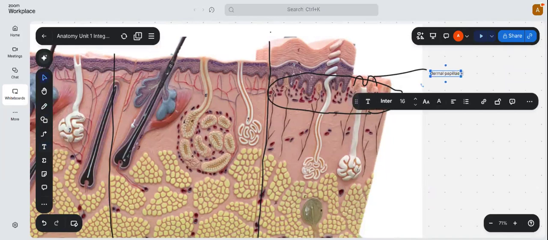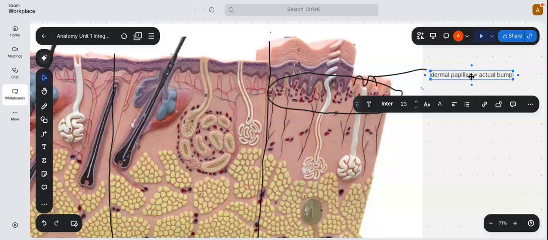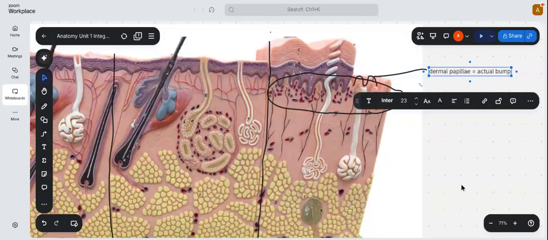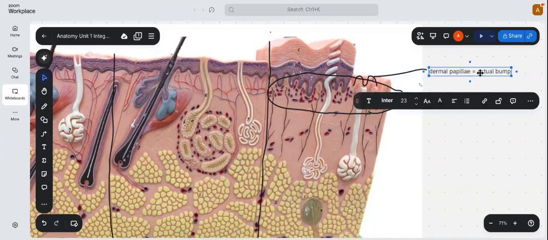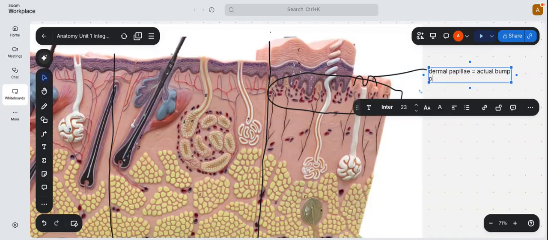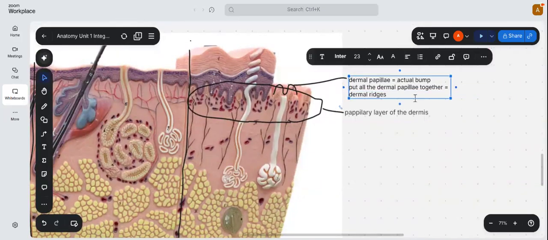Dermal papillae equals actual bump. And now, when you put all of those bumps together, you are going to have dermal ridges. So I'll leave a little side note over here. Put all the dermal papillae together equals dermal ridges. All right.